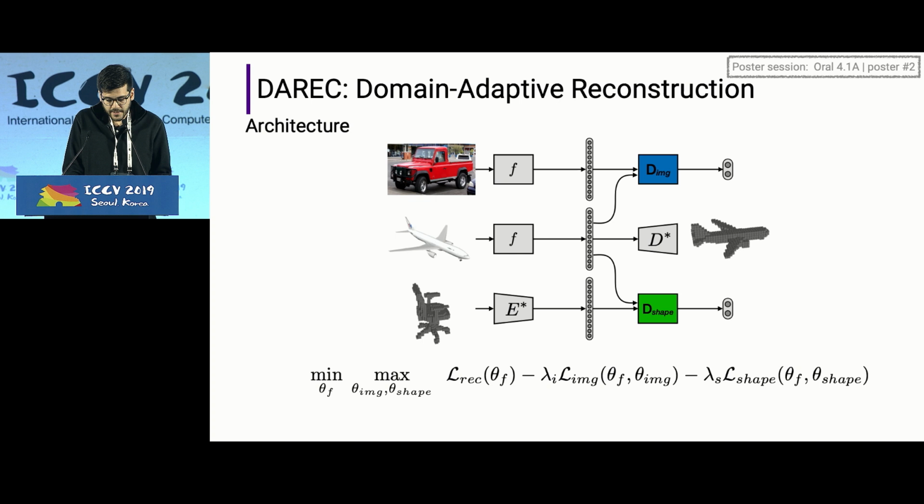This is the final architecture of our model, which we call DEREC. On the top, a discriminator is trained to maximize the domain confusion between natural and rendered images. In the middle, the reconstruction network is trained from pairs of rendered images and 3D shapes. And on the bottom, there is another discriminator that leverages shape priors from a pre-trained autoencoder to force the reconstructions to look more realistic. At test time, we simply forward a natural image through the image encoder F and reconstruct it with the shape decoder D.